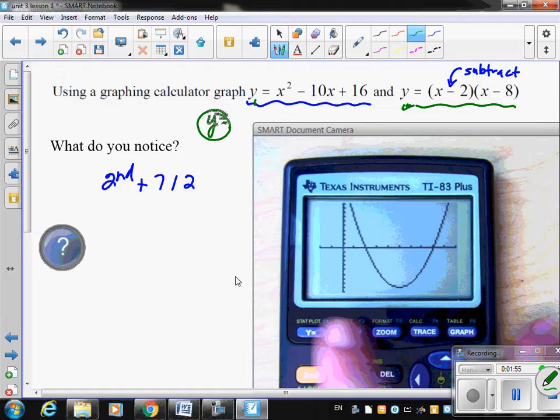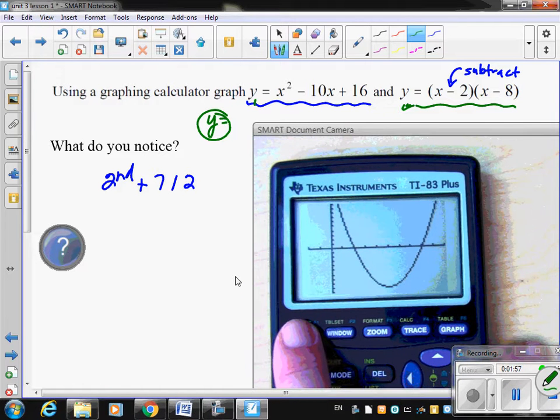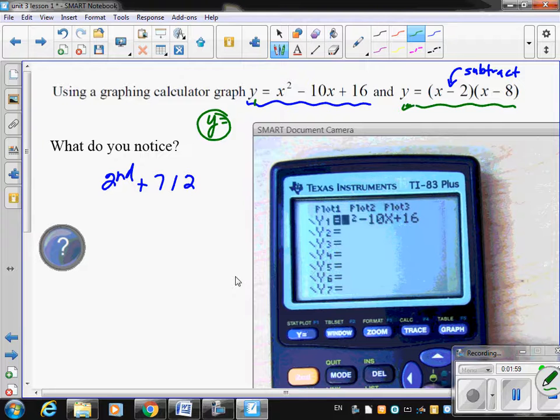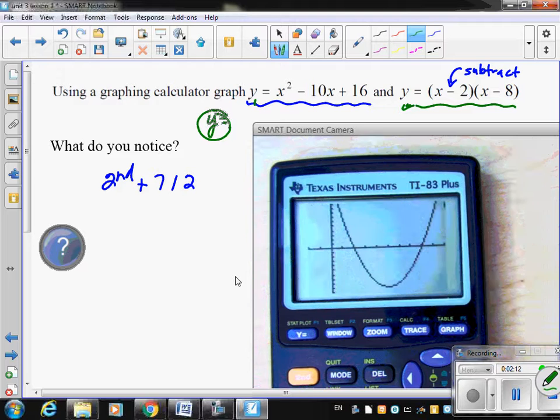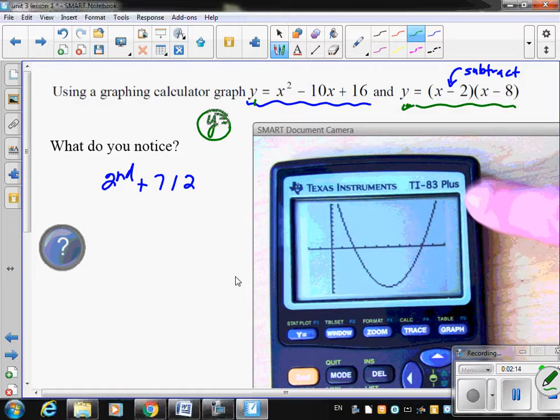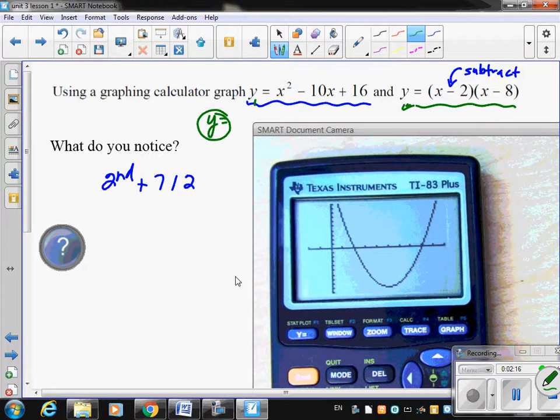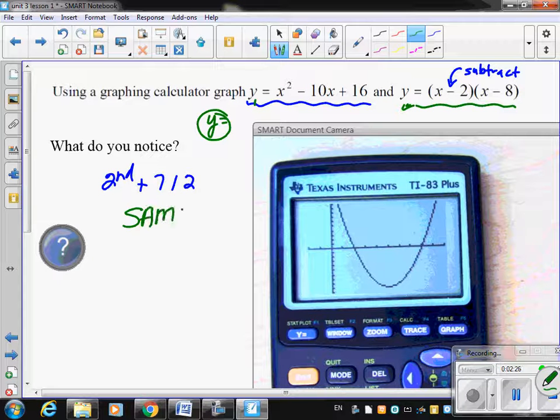So to compare these two graphs and see what's the same and what's different, I'm going back to y equals. My second function will be bracket x subtract 2 bracket x subtract 8. All right. There's the first one. You can see that it's still working over here. It's done working and I don't see anything. Well, the truth of it is they're both the same equation. They look identical on the graph, and they are identical, just in a different form.